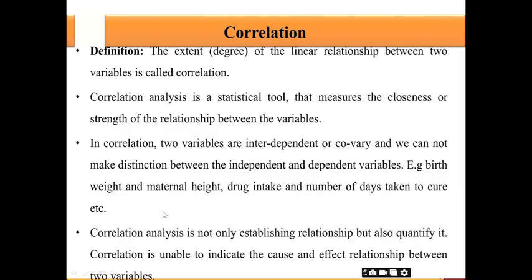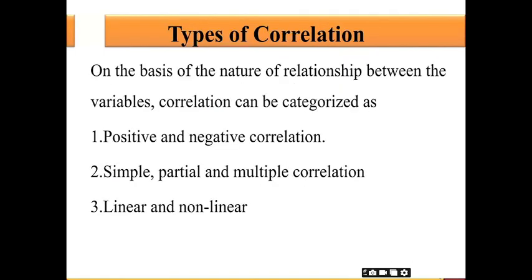For example, birth weight and maternal height, drug intake and number of days taken to the cure, etc. Correlation analysis not only establishes the relationship but also quantifies it. Correlation is unable to indicate the cause and effect relationship between two variables. Then there are three types of correlations: positive and negative correlation, simple, partial and multiple correlation, linear and non-linear correlation.